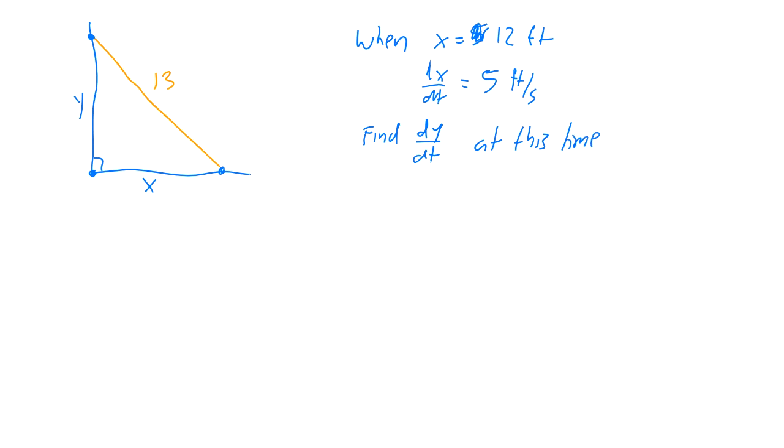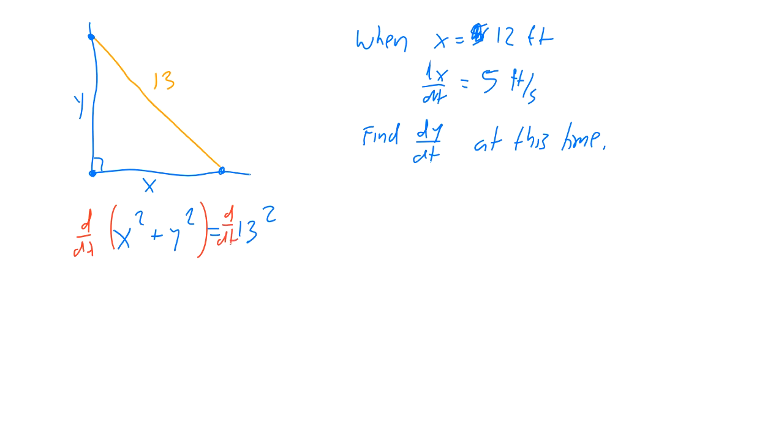Okay, so let's write down an equation that just relates x and y. That would be the Pythagorean Theorem. x squared plus y squared equals 13 squared. And then to relate the rates, I need to take the derivative of each side of this equation with respect to t.